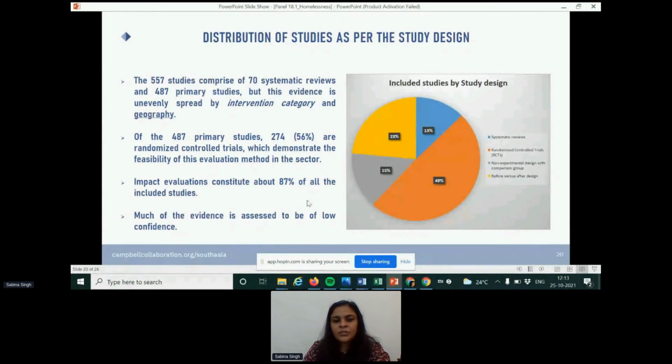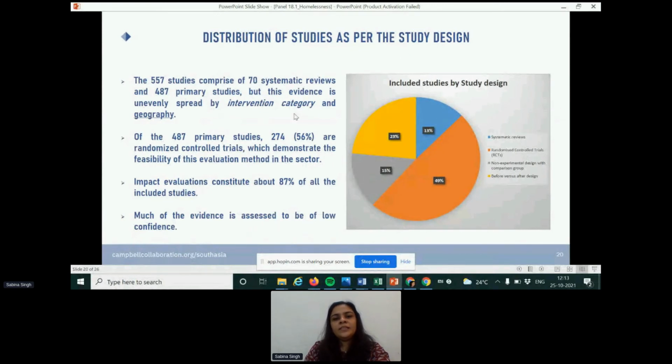And as I mentioned earlier, with the tools or the checklist that we use for assessing the confidence in findings, much of the evidence is assessed to be of low confidence, because homelessness as an area is difficult to trace people. Due to the population involved, we have high attrition, and that affects the ranking or the scaling of the confidence in the findings in impact evaluations particularly. For systematic reviews, most studies either couldn't report the excluded studies, or the meta-analysis wasn't done due to heterogeneity in the studies, so they were mostly low confidence.